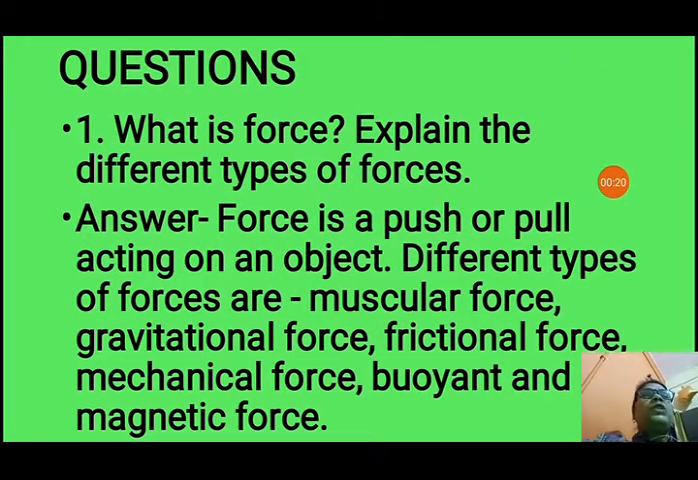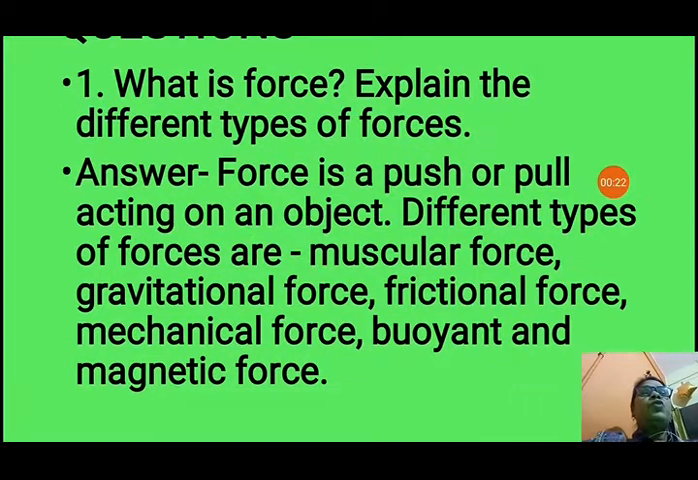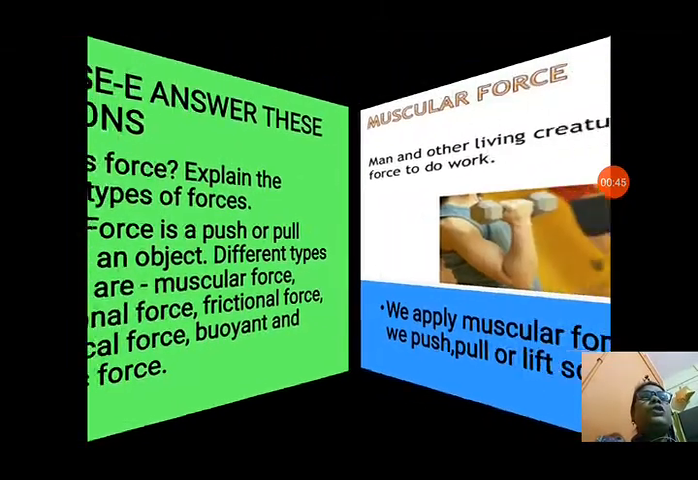So first is, what is force? Explain the different types of forces. Force is a pull or push. A push or pull acting on an object is known as force. With the help of pushing or pulling, we can move an object, and that force of pushing or pulling an object is known as force. Different types of forces are muscular force, gravitational force, frictional force, mechanical force, elastic force and magnetic force. So let us see all these forces one by one.